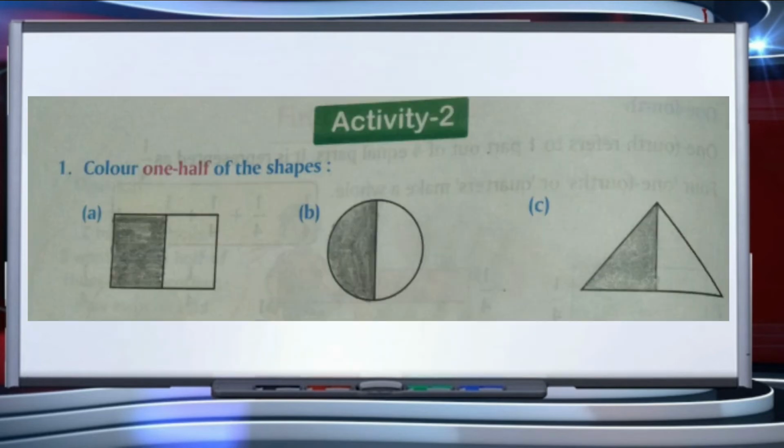Now activity 2 is based on this. We have to color the shapes. First question is color 1/2 of the shape. Means we have to color 1/2 of the complete shape. If 2 parts are given, then we have to color only one part. That is 1 out of 2 equal parts. Similarly in the second also we are having 2 parts. So we have to color only one part out of these 2 circles. In C part, again we have to color only one part out of the 2 parts.